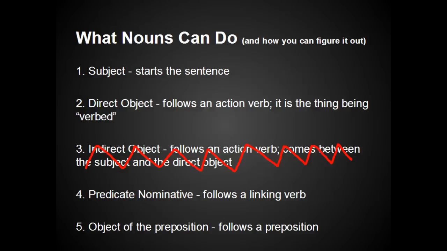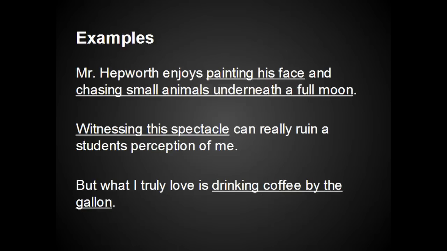So let's look at the sentences we talked about before. Here they are. The very first one, painting his face. Now let's just go through our list mentally. First, it's not a subject because it's not the beginning of the sentence. This, Mr. Hepworth, is the subject, but you all knew that. So the next option was to see if it's a direct object. And in order for it to be a direct object, we identify, look, here's our verb.